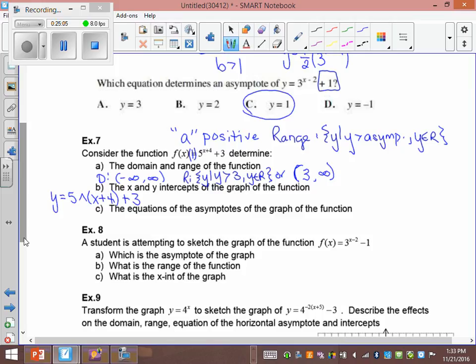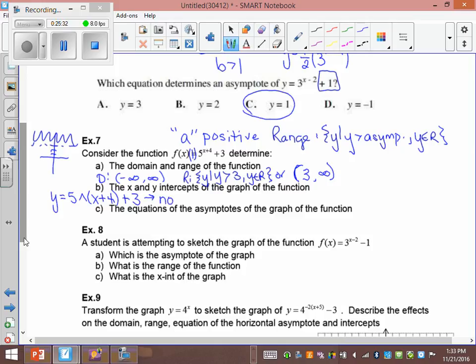Now, do I really need to look at this one? What's my range? The whole graph is above 3. So what does that mean? I have an asymptote here, and my whole graph is above it. What am I going to have for x-intercept? None. The whole graph's above it. So for this particular one, I'm going to have no x-intercepts.